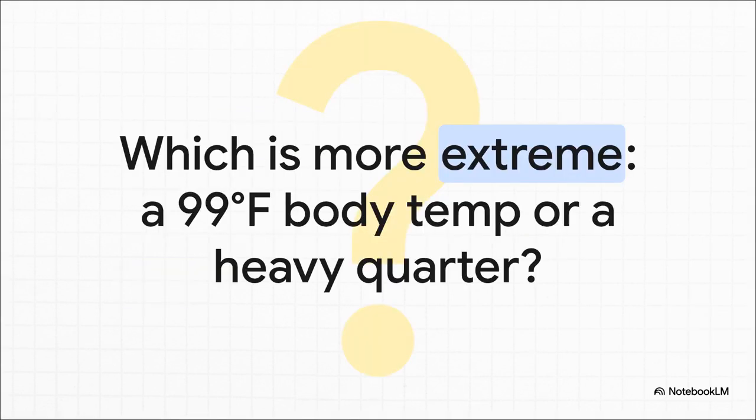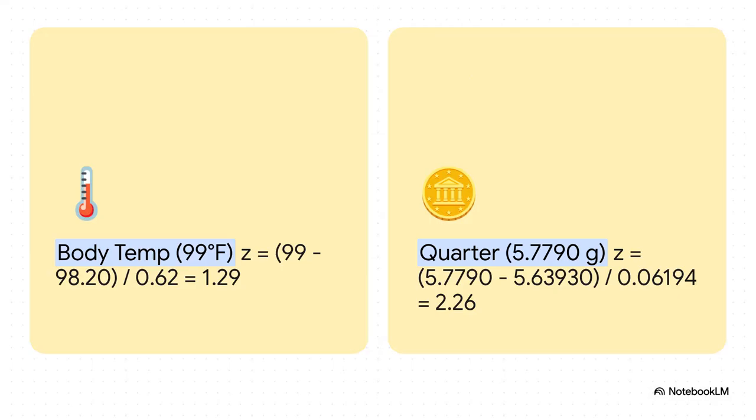Okay, to really see why this is so cool, let's pose a wild question. Which is more unusual? A person with a body temperature of 99 degrees Fahrenheit, or a US quarter that weighs 5.7790 grams? I mean, how on earth could you even begin to compare those two things? Well, with z-scores, it's easy. We just plug in the numbers.